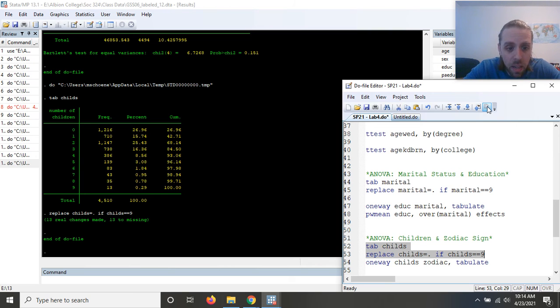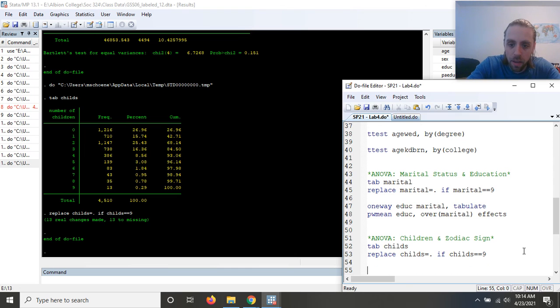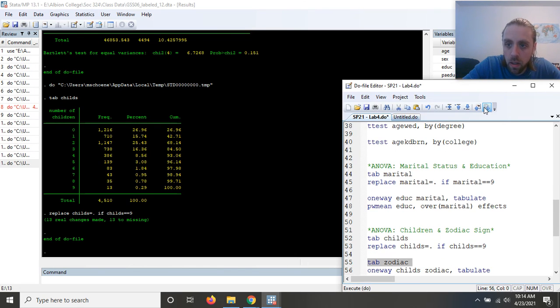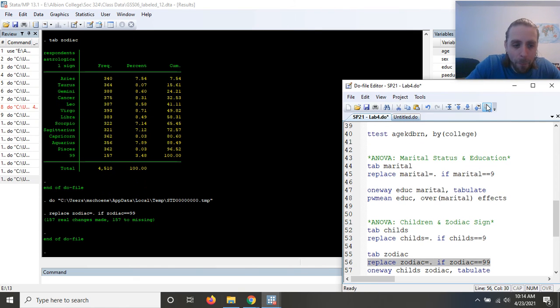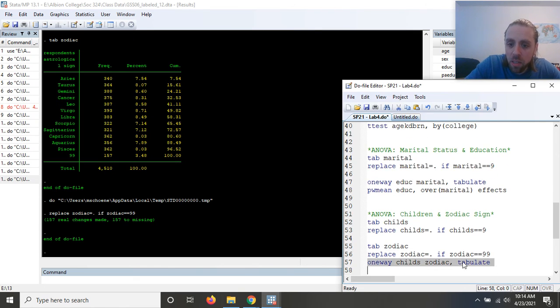So I code that number 9 for missing. And now I'm going to use that over the 12 categories of zodiac. Actually, I think I need to code that for missing. Yes, I do. All right, let's take care of that. And now let's run our one way.